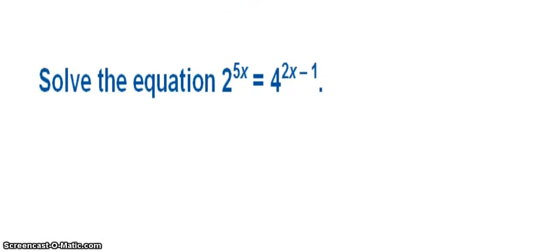Let's take a look at another example. Again, we don't have the same base yet, so we can't just set 5x equal to 2x minus 1. We can, however, write 4 as a power of 2. So I have 2 to the 5x equals 2 squared to the 2x minus 1.